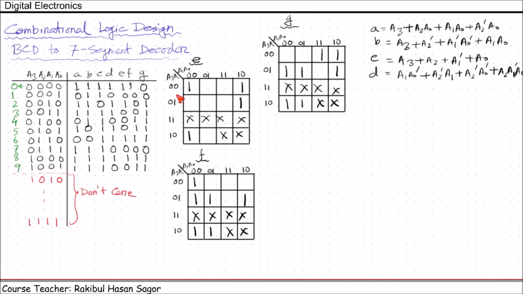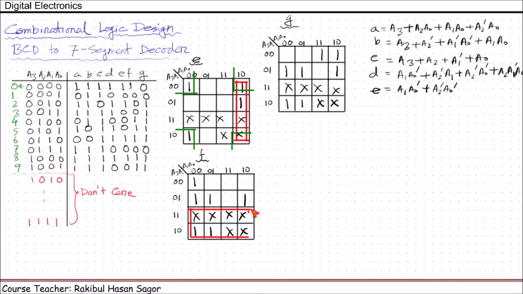Let us simplify E first. We can take these 4 and we can take 4 corners. So the simplified function of E can be written as A1 A0 prime plus A2 prime A0 prime.